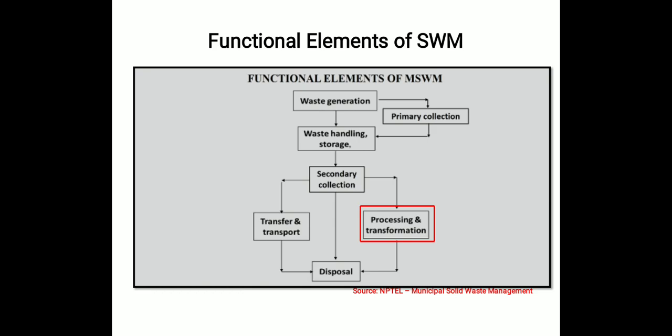This chart shows the functional elements of solid waste management. As per the discussion in the previous lecture, we have discussed the first three functional elements. That is waste generation, where we discussed different types of solid waste, characteristics of solid waste, and the importance of waste segregation at the point of generation. Next is waste handling and storage, which is related to the total process or the activities related to placing the solid waste into the container.